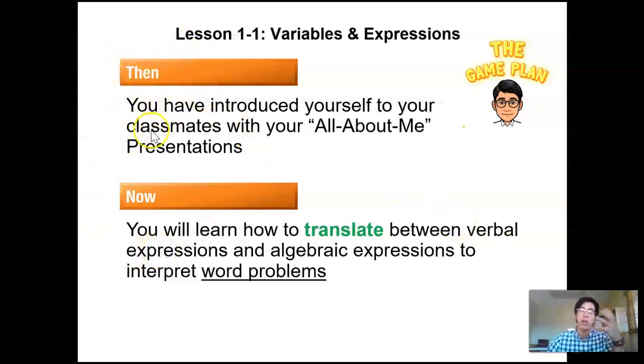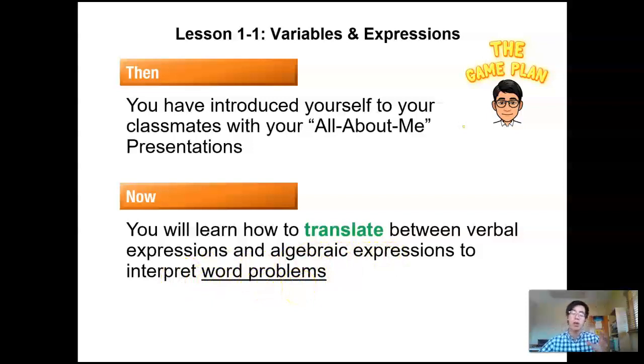So then kind of tries to connect what we learned before into what we're going to learn today. We did all about me presentations, and now we're going to just dive right into algebra. You will learn how to translate between verbal expressions and algebraic expressions to interpret word problems. I looked at your student survey and I saw that a lot of y'all needed help with word problems.